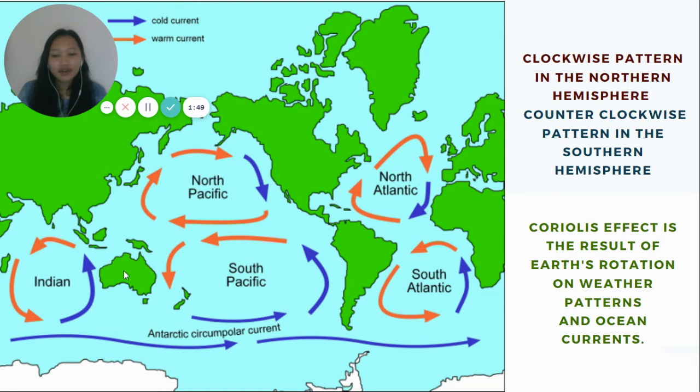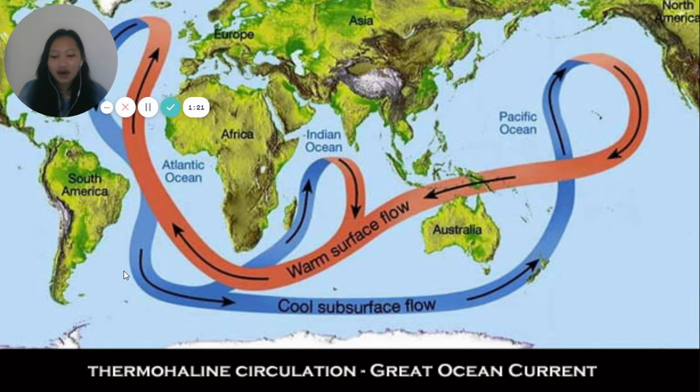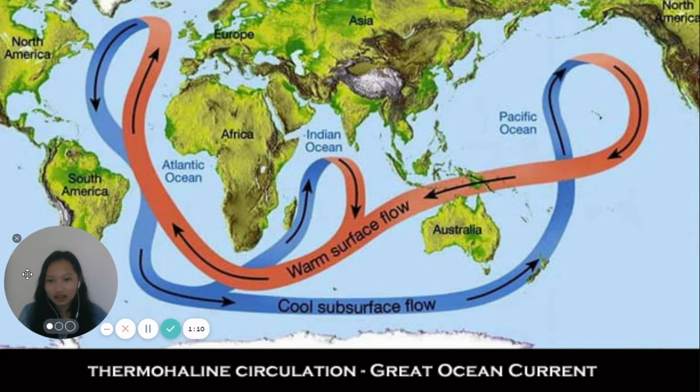Now, what is this Coriolis effect? It is the result of Earth's rotation on weather patterns and ocean currents. Earth's rotation from west to east causes surface ocean currents to swerve to the right in the northern hemisphere, helping establish the circular clockwise pattern of water currents. Also, in the southern hemisphere, ocean currents swerve to the left, thereby moving in a circular counterclockwise pattern. Now, we mentioned the Coriolis effect. It will have an impact on the Great Ocean Current, which you can see in the picture right here.